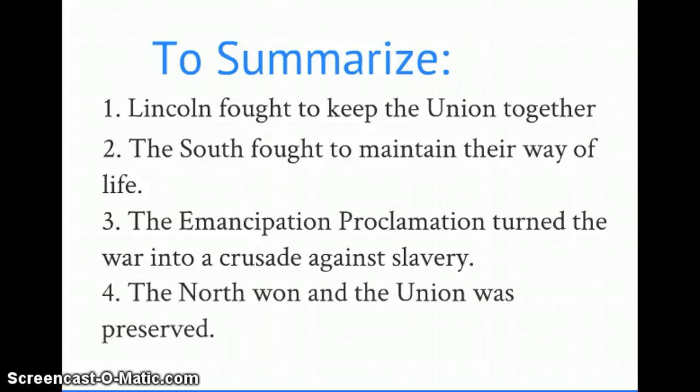The North won, the Union was preserved, but the question of how to reintegrate the South back into economic and political life with the North was going to be the question that Abraham Lincoln was going to have to deal with in the period after the Civil War that we call Reconstruction. And that's coming up in the next series of lessons.